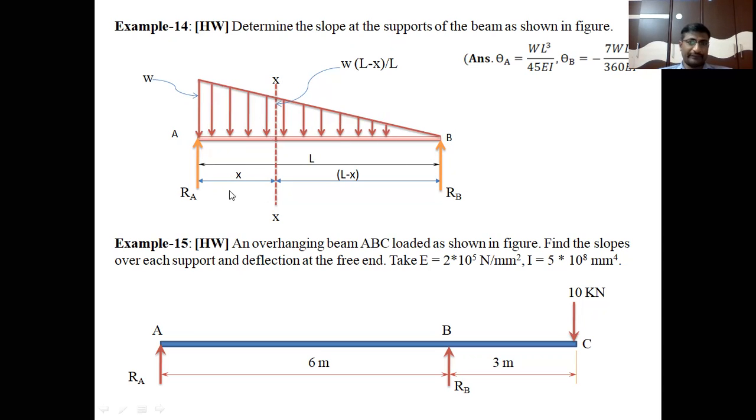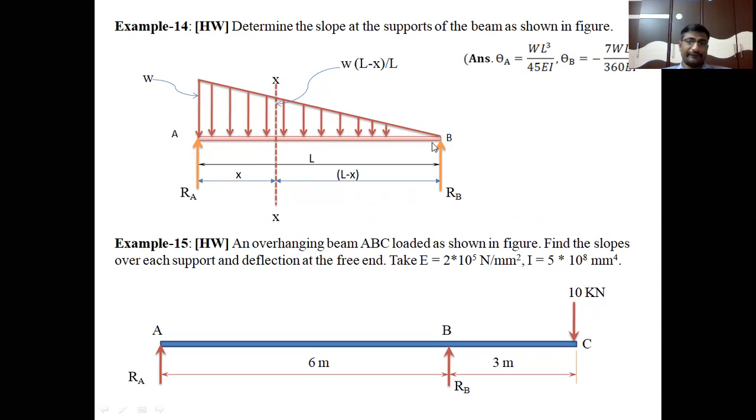Take the XX section somewhere, at a distance of X from the left support, and at XX distance the height of the triangle is W into L minus X by L. By taking similar triangles, we will get this height. After getting this height, I should write the bending moment equation at XX after finding RA, RB. First of all, you have to find the reaction forces, then write the bending moment equation at XX. After writing the bending moment equation at XX, substitute in the curvature equation and integrate 2 times, then substitute the boundary conditions.